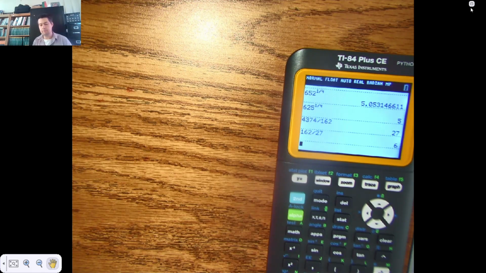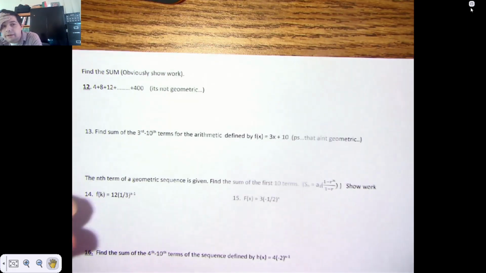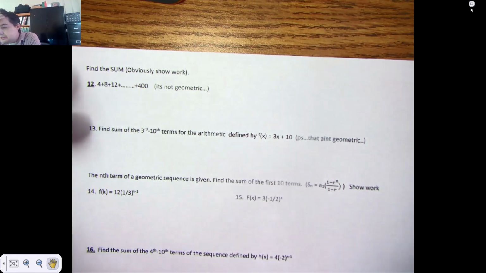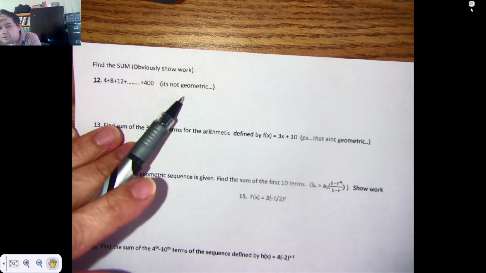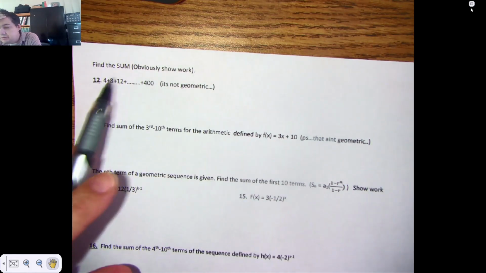It is to me. Your task is to get as good as me. One day you probably will be. Find the sum, obviously show the work. This has a hint, it's not geometric, because if you look at it, you're adding 4.